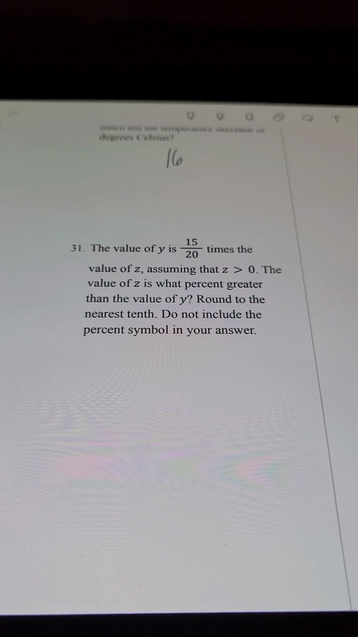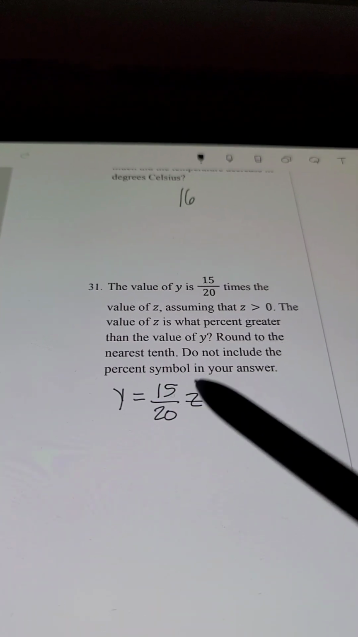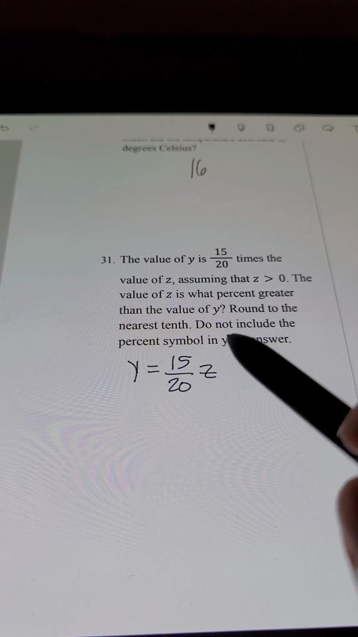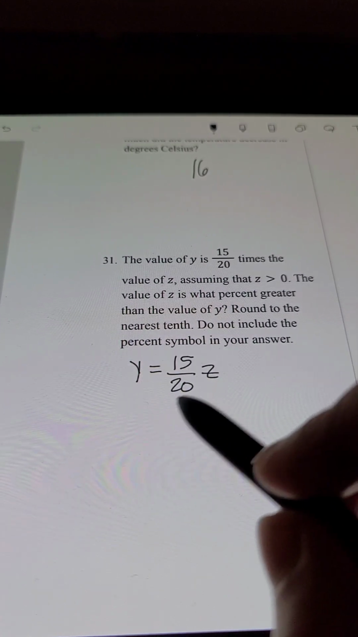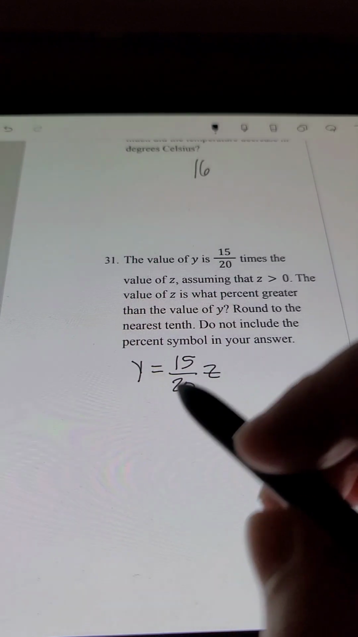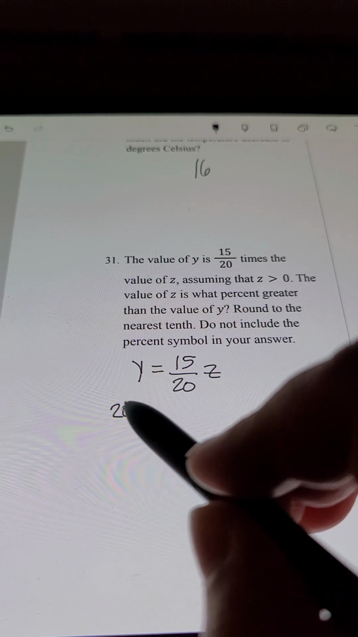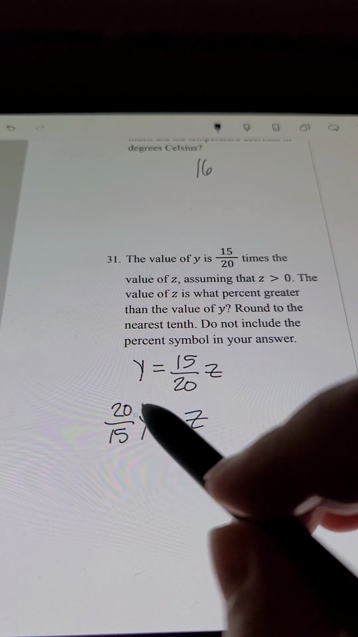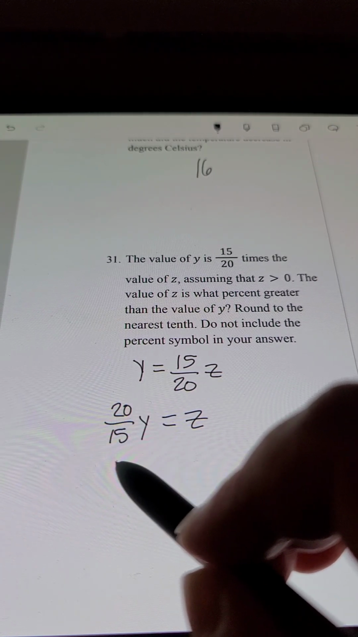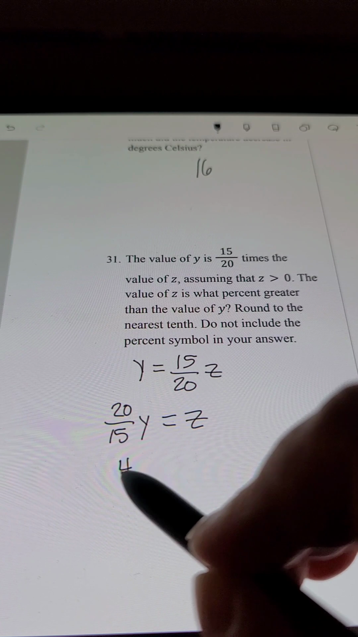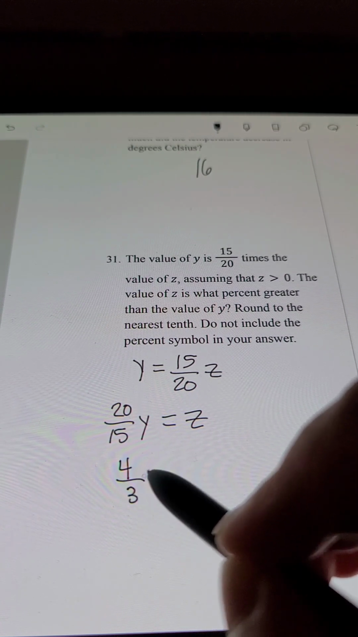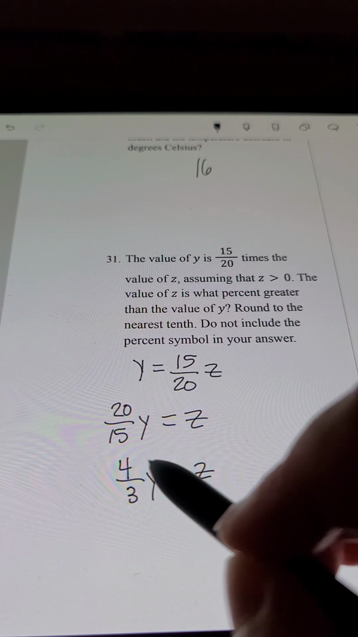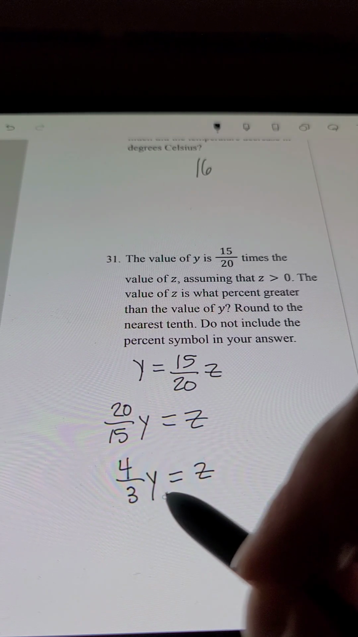Okay, pause to read 31 if you haven't already. So this would be an equation that represents this situation. And we want to find what percent greater the value of z is than the value of y. So I'm going to divide by 15 over 20 on each side. So really I'm multiplying by 20 over 15 to get this. So z is equal to that times y. I can simplify this by dividing by 5 on top and bottom. That's going to give me 4/3 times y is equal to z. So z is equal to 4/3 times y.